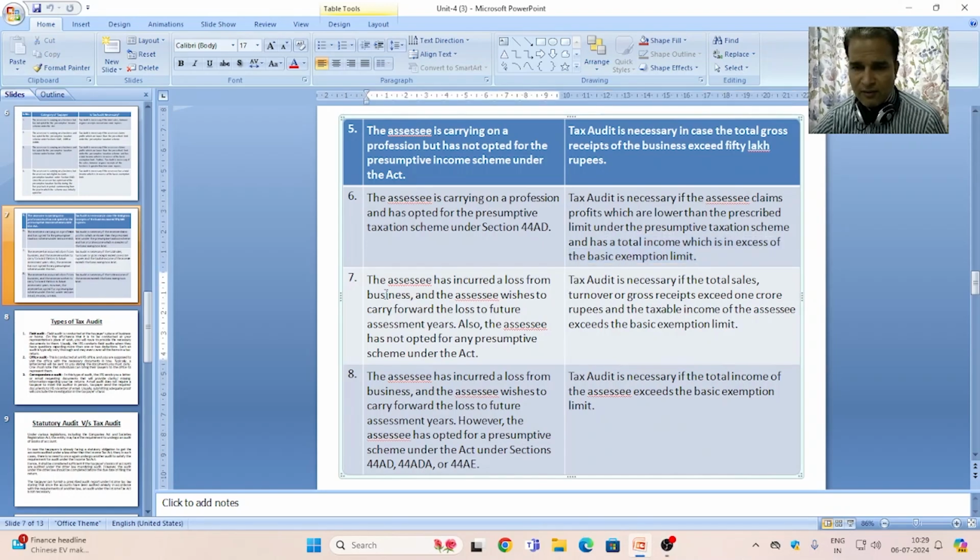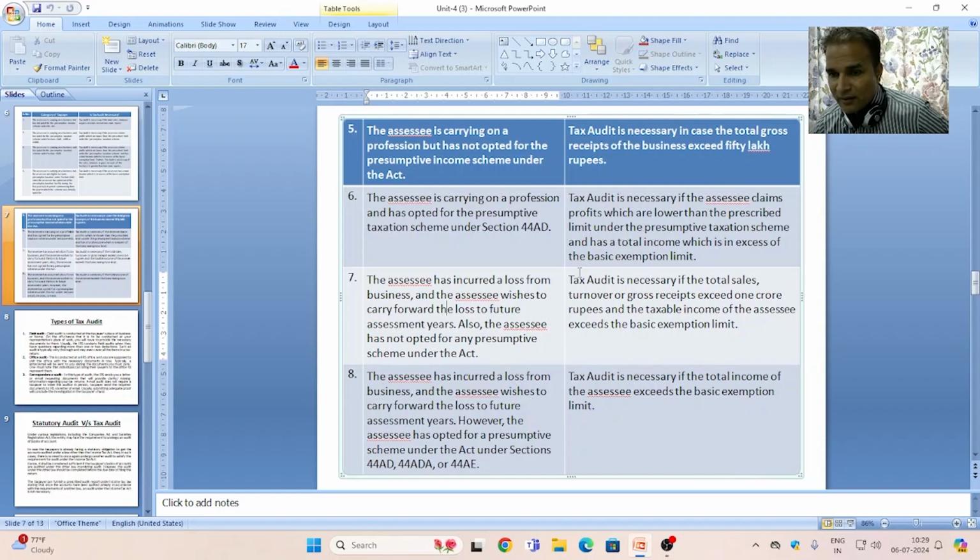Next category is point number 7. The SSC has incurred a loss. We are just shifting from the income portion towards the loss. The SSC has incurred a loss from business and the SSC wishes to carry forward the loss to future assessment years also. The SSC has not opted for any presumptive scheme. It means the SSC having a loss wants to carry his loss to the future assessment year and he is in the category who did not opt for any presumptive scheme.